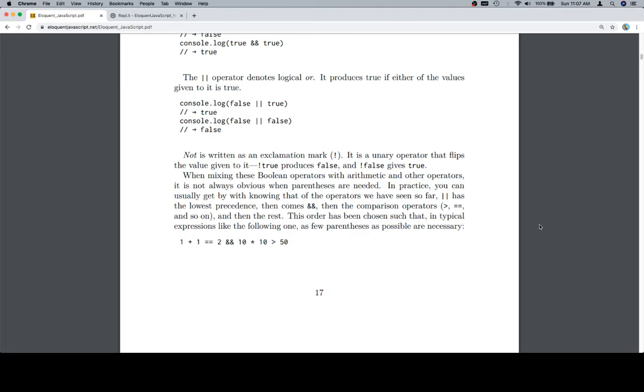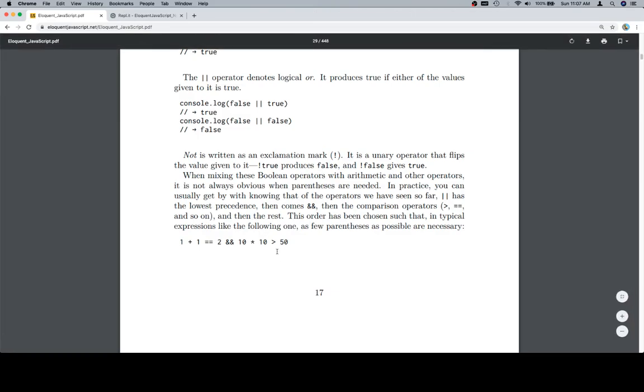When mixing these Boolean operators with arithmetic and other operators, it is not always obvious when parentheses are needed. In practice, you should usually get by with knowing that of the operators we have seen so far, OR has the lowest precedence, then comes AND, then the comparison operators, greater than, equal to, and so on, and then the rest. This order has been chosen such that in typical expressions like the following one, as few parentheses are necessary as possible. So let's go ahead and grab this.